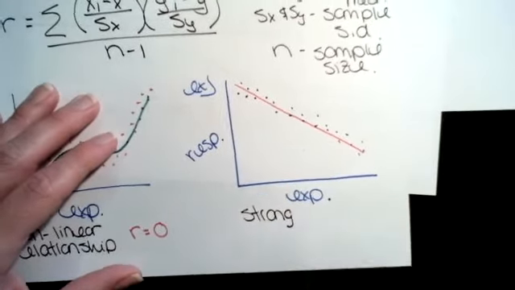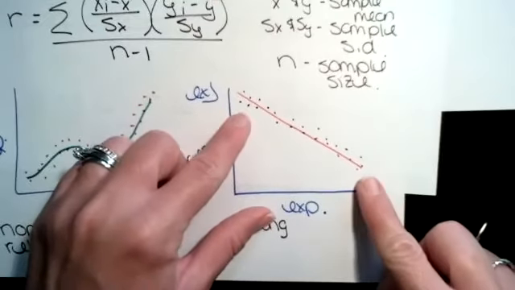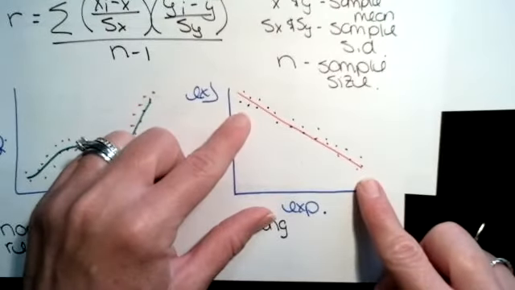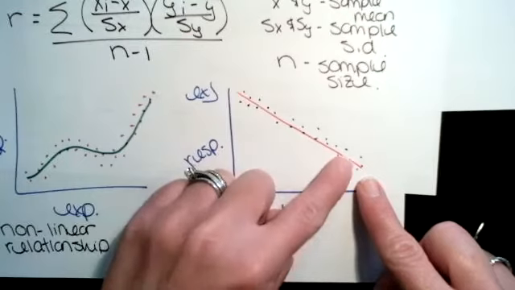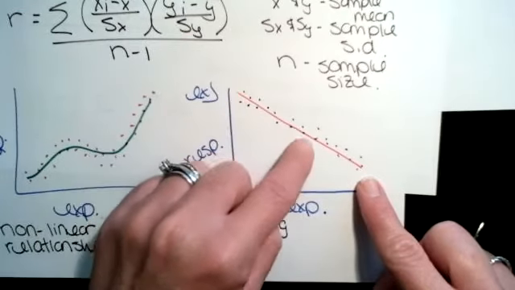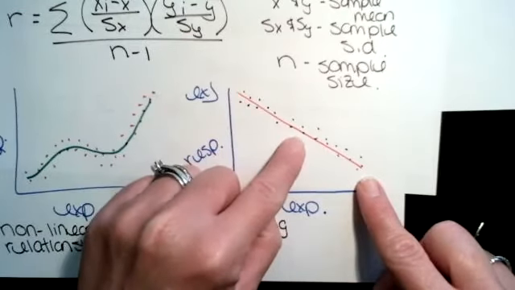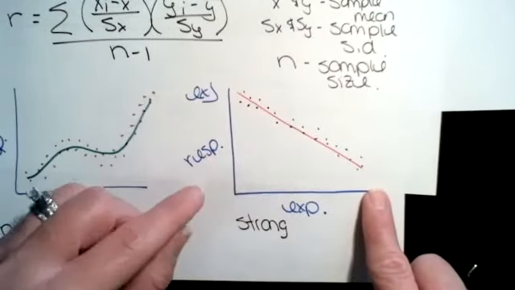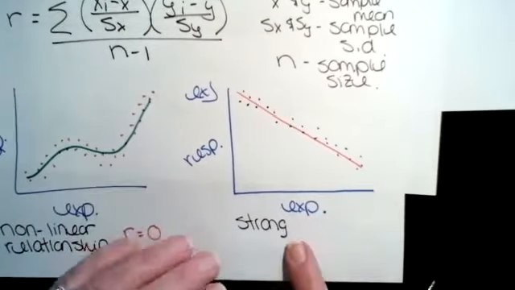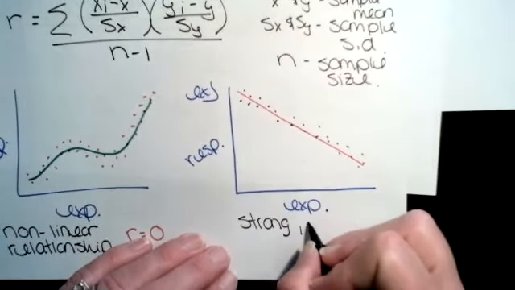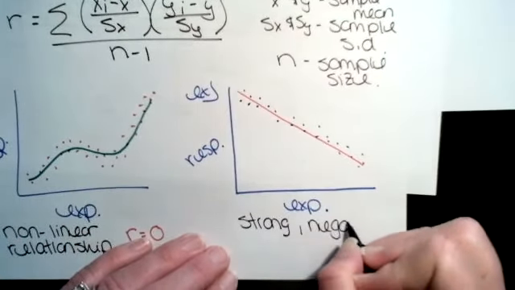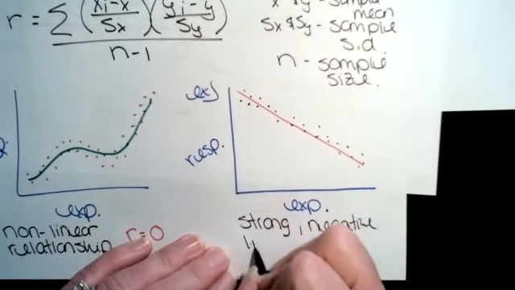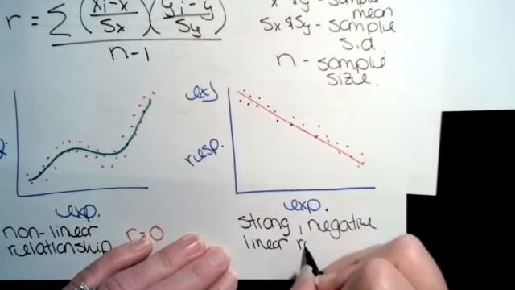If we were in algebra class and we were looking at this line, we would say the slope of that line is negative. So as X increases, my Y is decreasing. It gives me a negative slope. So I have a strong negative linear relationship.